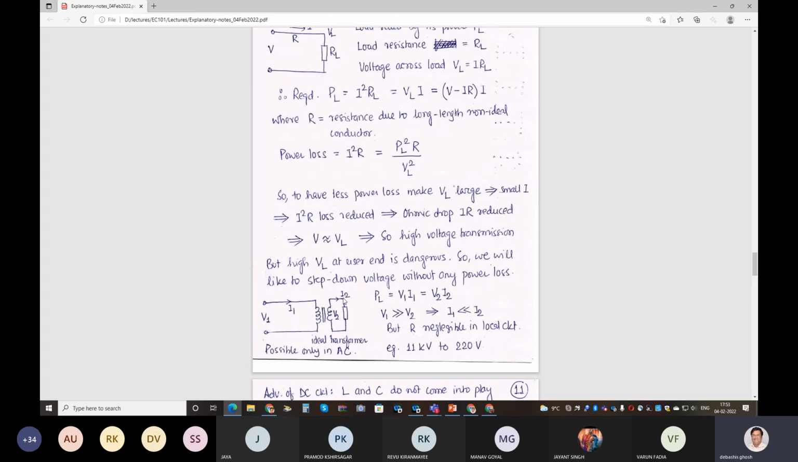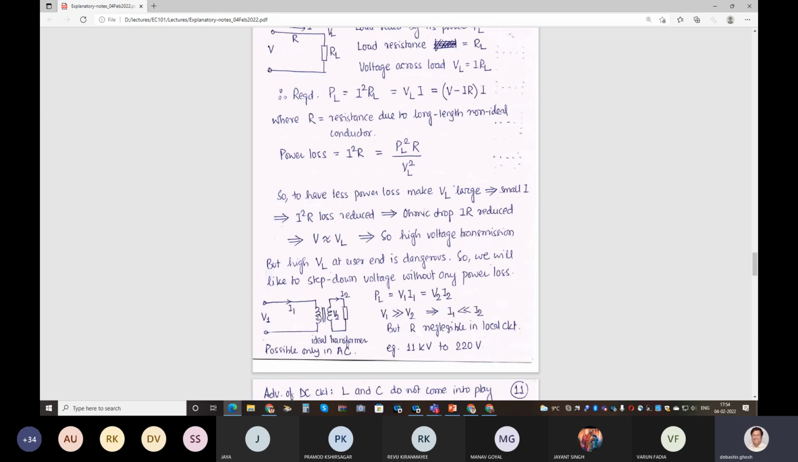But here I2 is large, but it is only at my local circuit. So the total resistance here will be very small. Here the R is very large because it is a long distance transmission. So for long distance transmission, I make V1 large, I1 small. In the local circuit, I make V2 small, I2 large. So R is very small here, and ultimately my power loss in this local circuit will remain negligible.